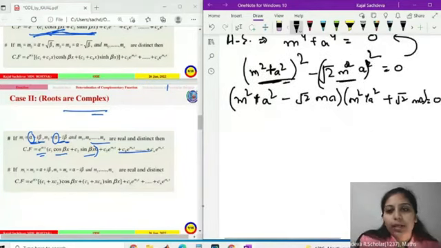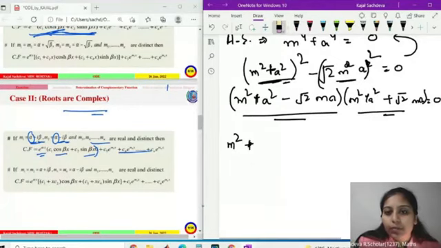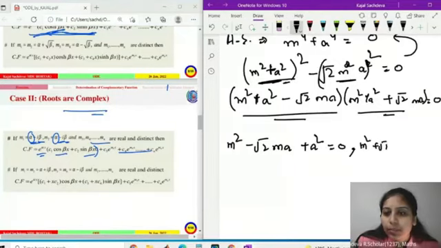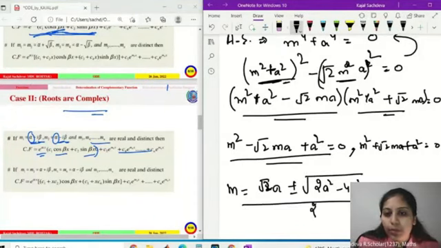So this is also a quadratic equation and this is also a quadratic equation. When we write each separately equal to 0, in its standard form we get m² − √2 a m + a² = 0 separately, and m² + √2 a m + a² = 0 separately. So in this, when we solve by the quadratic formula, m = (−b ± √(b² − 4ac))/2a, which gives m = (√2 a ± √(2a² − 4a²))/2.